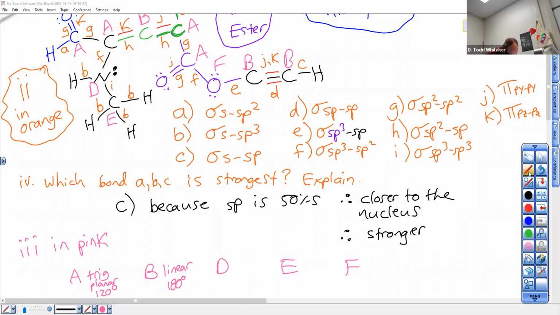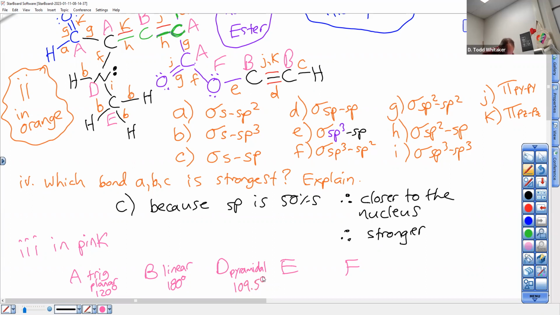D is a nitrogen with 3 sigma bonds and a lone pair. So it's sp3, but it's not tetrahedral. Because that lone pair pushes those bonds down. What do you call it? Pyramidal. And it's sp3. Every angle is always the same for sp3. What is it? 109.5.